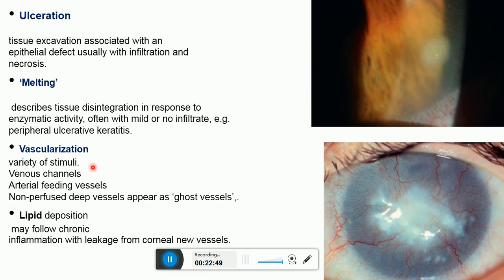Vascularization is due to a variety of stimuli. The venous channels are seen. The arterial feeding vessels are smaller and require high magnification. The non-perfused deep vessels appear as ghost vessels, best detected by retroillumination. The lipid deposition you can see here may follow chronic inflammation with leakage from corneal new vessels.